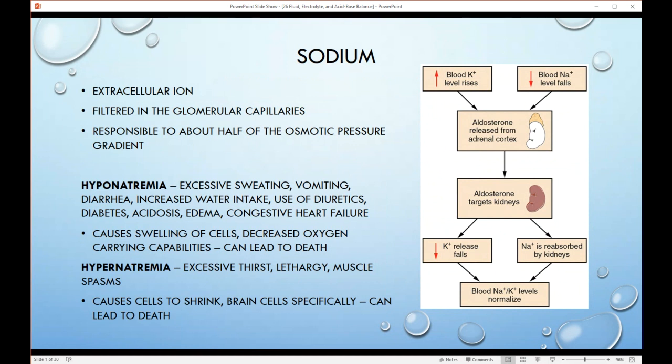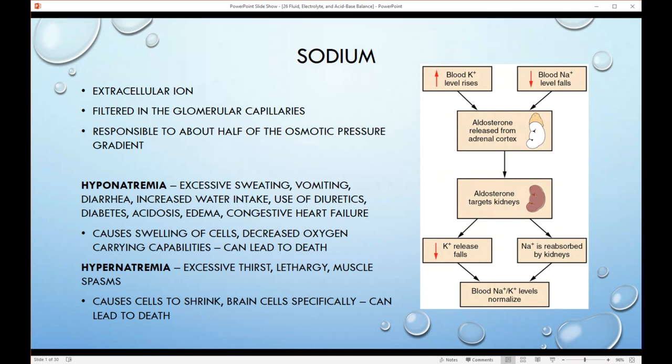We can have hyponatremia. Hyponatremia means that we have too little sodium within our body. It can cause swelling of our cells, decreased oxygen capabilities, and it can eventually lead to death. Just so you know, most of these can eventually lead to death. Okay? Hypernatremia is when we have too much sodium, and what happens when you have too much salt, or at least when I have too much salt? Honestly, I get excessively thirsty. You also can feel lethargy or really tired, and you can get muscle spasms.